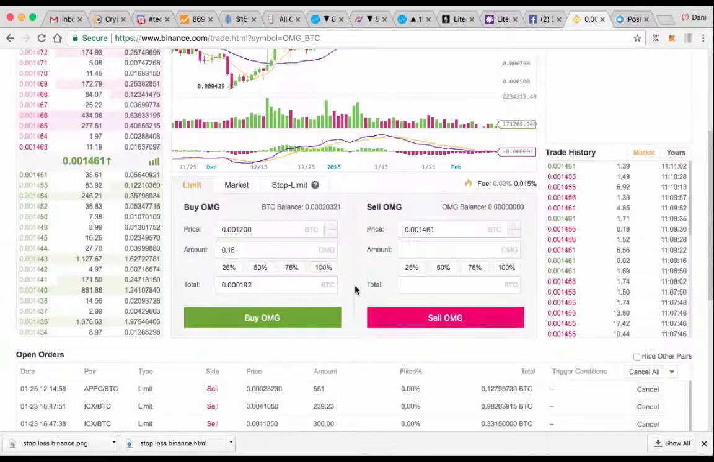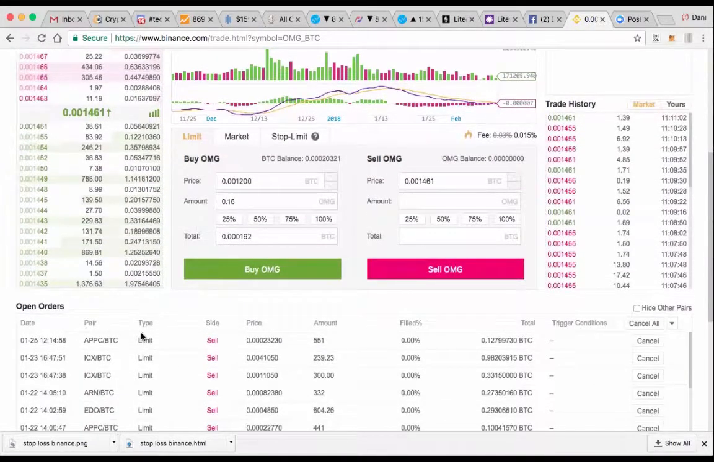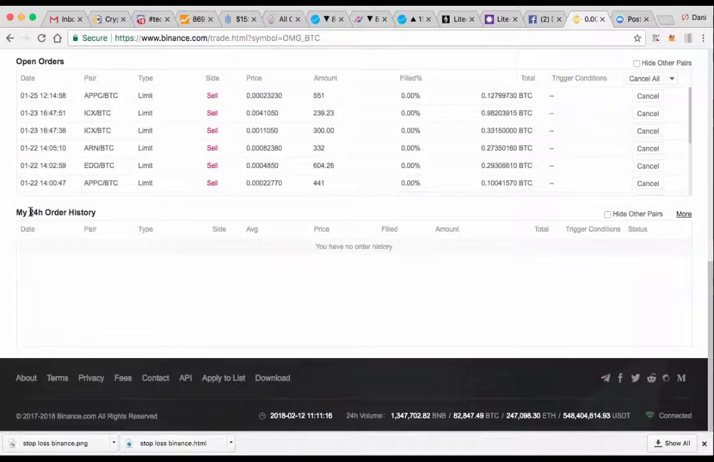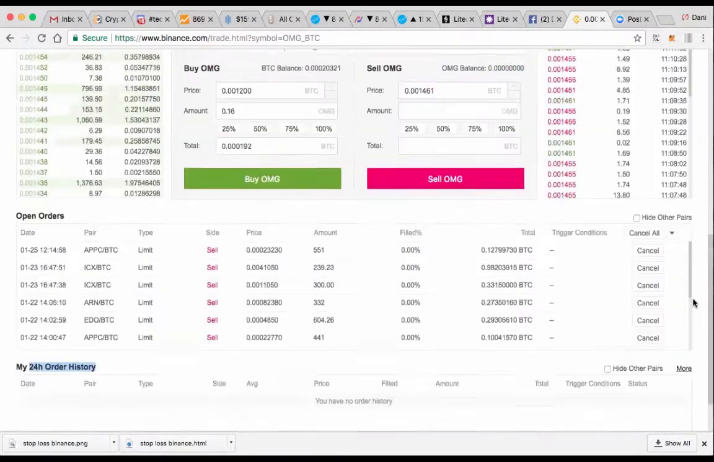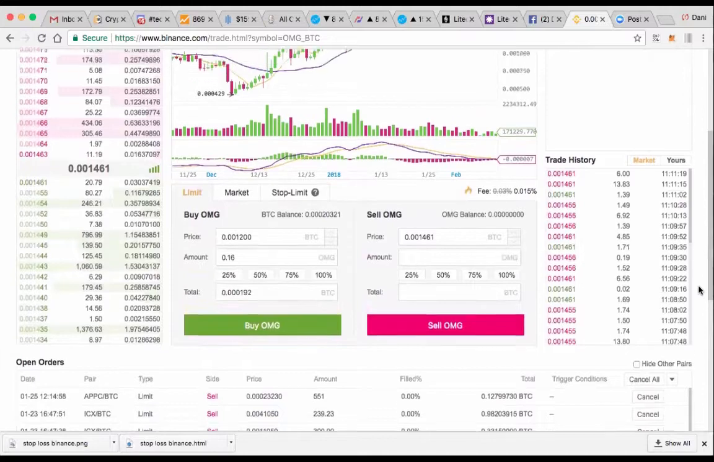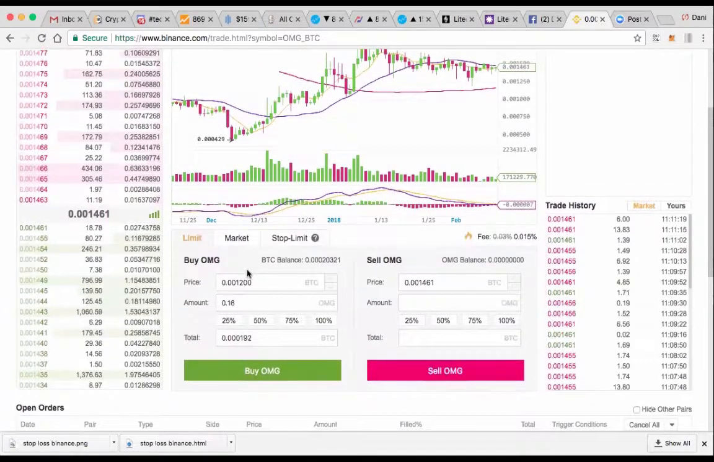Oh, it has a minimum. So guys, what would happen is if that were to happen, my open orders would show right here, and it would have a buy order for OMG. And then down here, when it filled, it would show a fill. My 0.16 OMG would be down here. That's how you set a limit order. You set the price you want it to fill at, and then you wait for it to fill. And if it doesn't fill, then you go and reset it and buy at a different price.